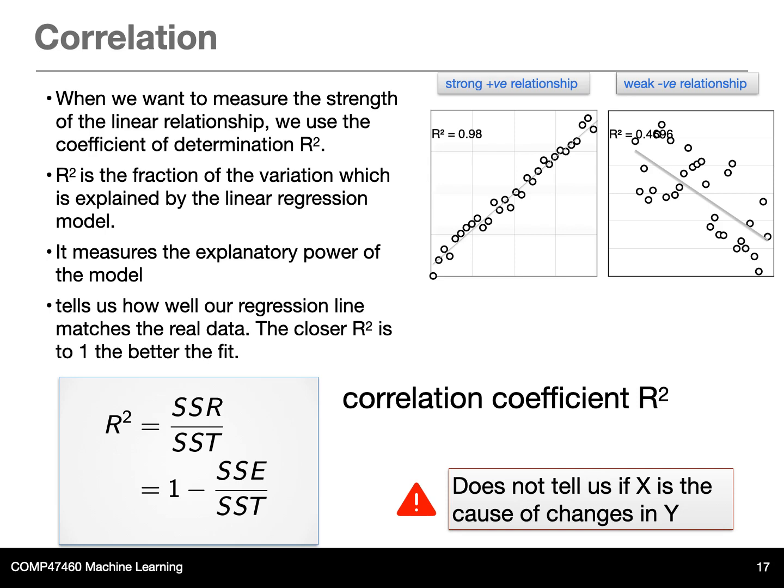of SSE to SST. Again, it's worth noting that the correlation coefficient R squared does not tell us if x is the cause of changes in y. It's not about causation, it's only about correlation.